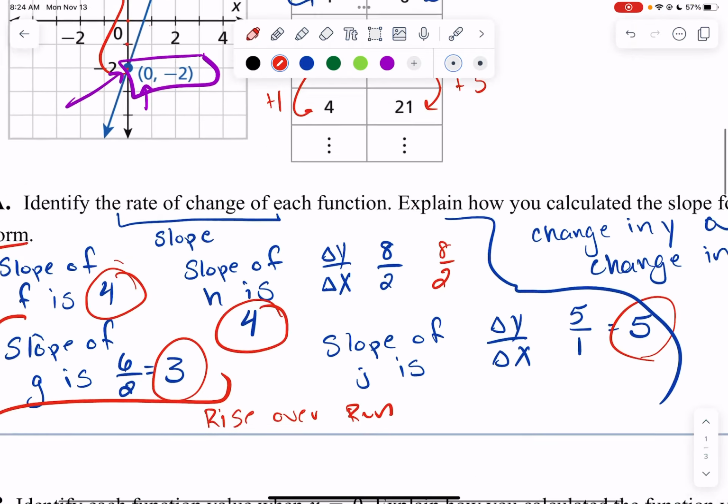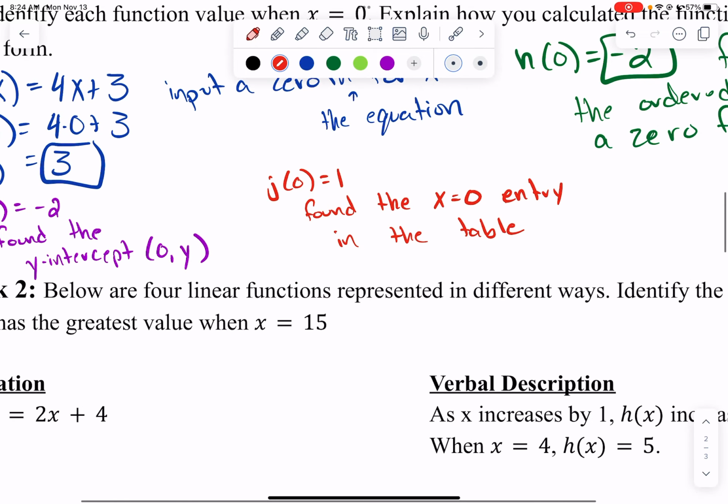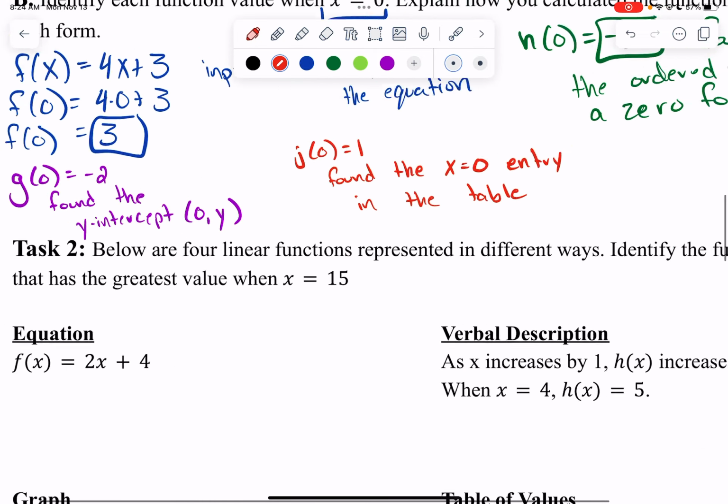Okay, so we found when basically we're looking for that guy right there. When x equals 0, what's y? So we found the x equals 0 entry in the table.